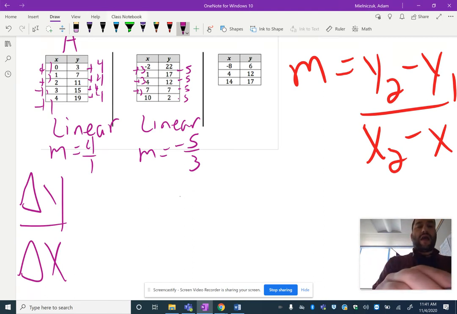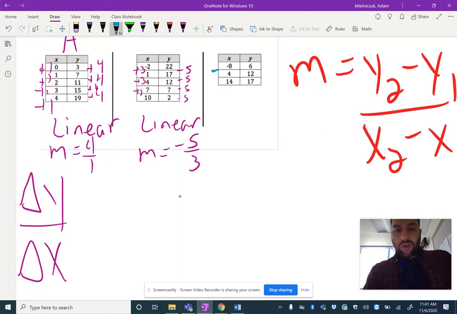Okay, and our last one. I see that x is going up by 12 and then by 10. So this one might be tricky. I have to be careful. And the corresponding y values go up by 6 and then by 5. So because they're not going up by the same amount, does that guarantee it's not linear?